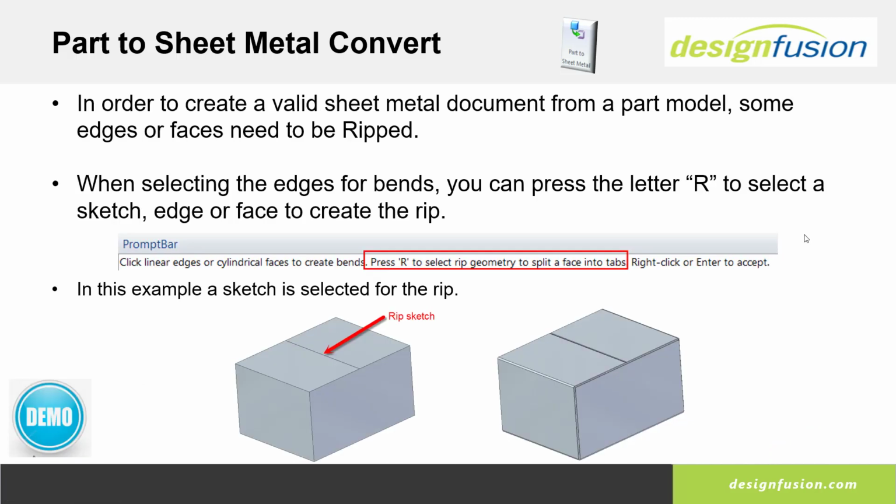In order to create a valid sheet metal document from a part model, some edges or faces need to be ripped. Now you have the option of selecting either an edge or a sketch as a ripped edge, or the system will attempt to put in automatic rips where appropriate. So in this example, I've put a sketch across here, and I actually want to rip it down here, so I can hit the R key and select this sketch, and it'll generate a rip through here for me.